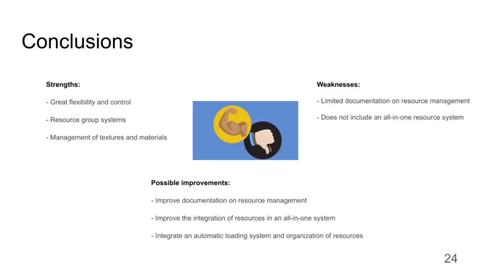Conclusions: the strengths, the weaknesses, and possible improvements. The strengths: there's high flexibility and control, allowing developers to manage resources in a customized way. Resource grouping systems enable organizing assets into different categories and managing them separately. Also, a powerful texture and material management system.